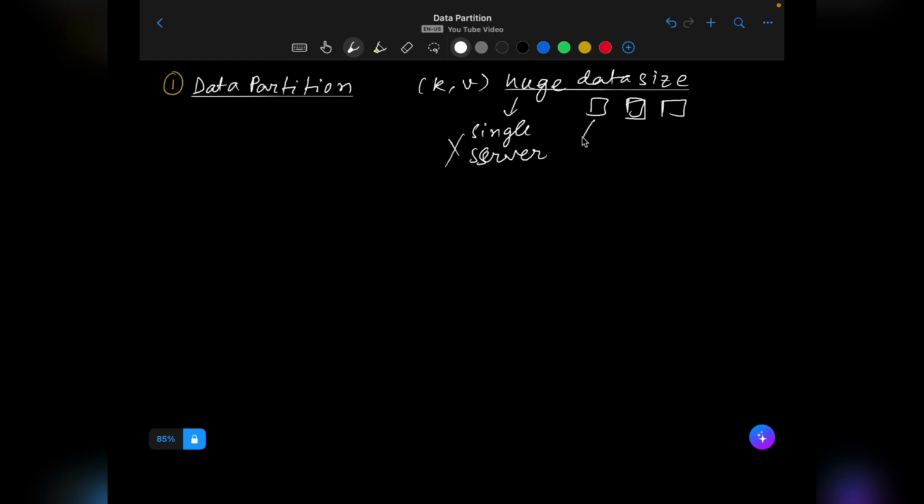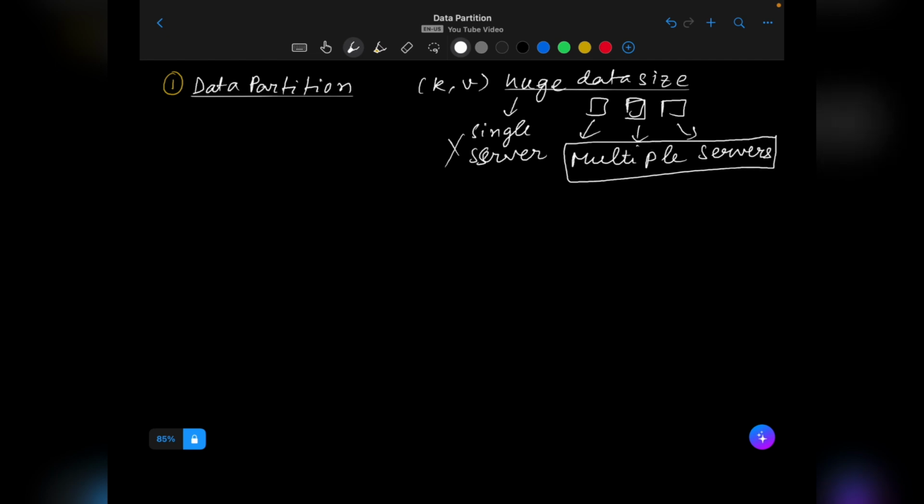What is this thing? If we have a huge amount of data, and since this huge data size cannot be stored into a single server, what we do is split the data into smaller partitions, and store this data into multiple servers. While doing this, we have to keep certain things in mind.